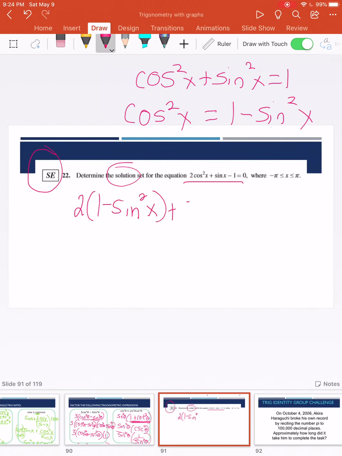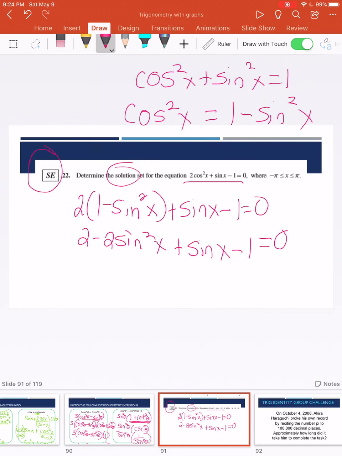And once I do that, you will notice that there is only one trig function ratio now, sine. I no longer have the cos. So I can factor the 2, and then I can just solve this question just like I did yesterday. And again, just like we talked about last lesson, you could easily graph this as well. Okay, so I'm going to collect like terms. So I end up with negative 2 sine squared x plus sine x. 2 minus 1, of course, is minus 1.